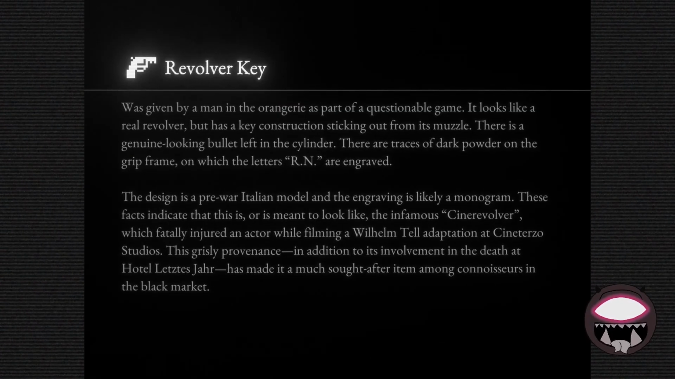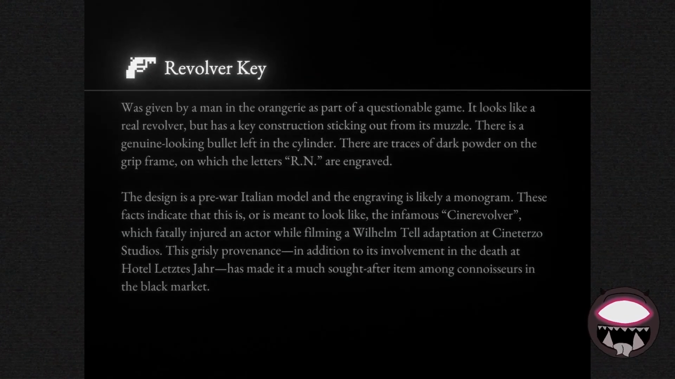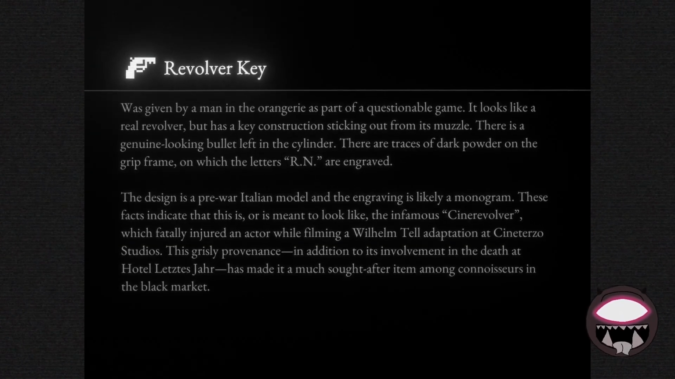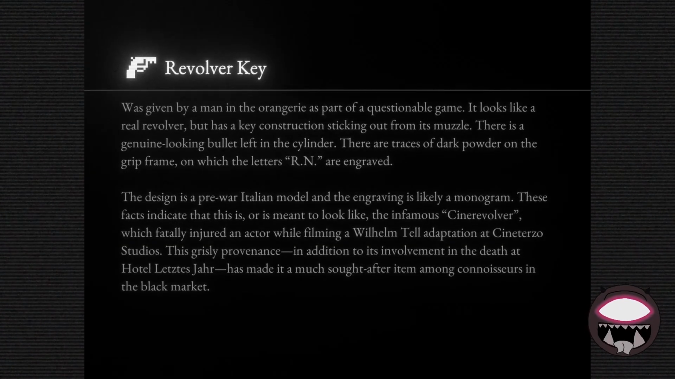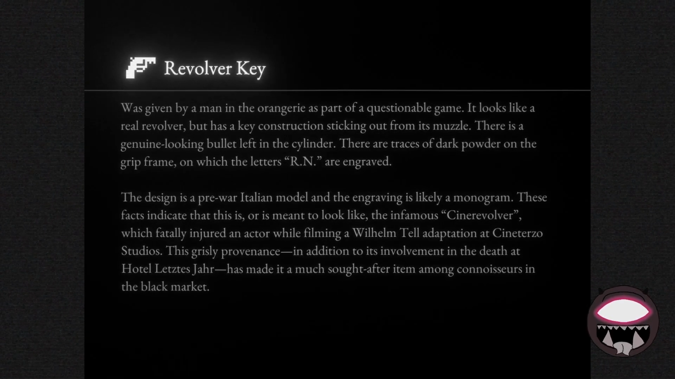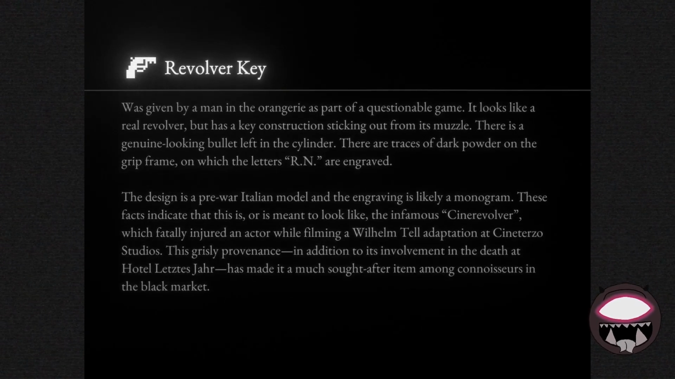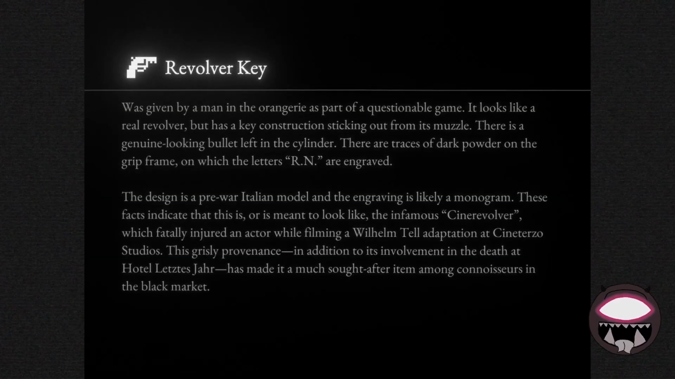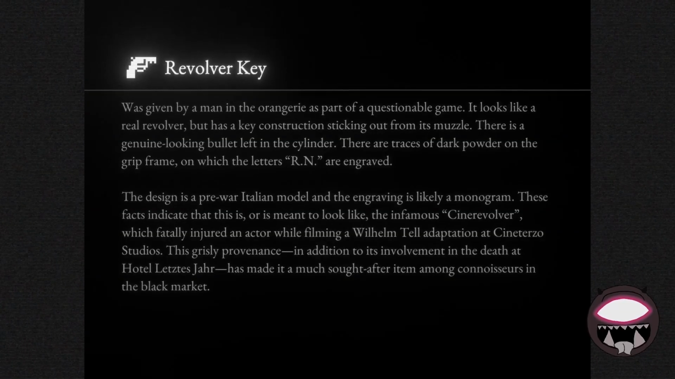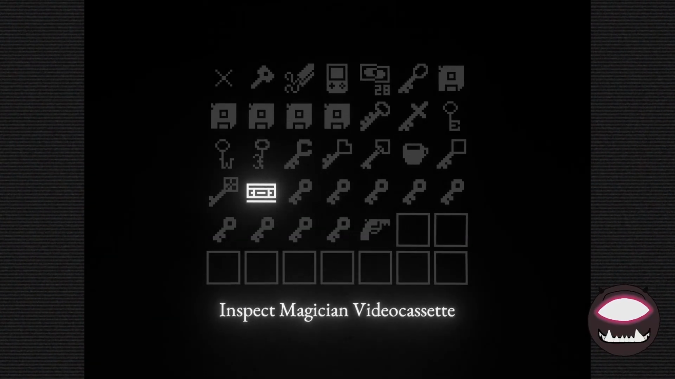Was given by a man in the orangery as part of a questionable game. It looks like a real revolver, but has a key construction sticking out from its muzzle. There's a genuine-looking bullet left in the cylinder. There are traces of dark powder on the grip frame, on which the letters RN are engraved. The design is a pre-war Italian model, and the engraving is likely a monogram. These facts indicate that this is, or is meant to look like, the infamous Cine Revolver, which fatally injured an actor while filming a Will & Tell adaptation at Cine Terzo Studios. This grisly provenance, in addition to its involvement in the death at the Hotel Letziar, has made it a much sought-after item among connoisseurs in the black market.